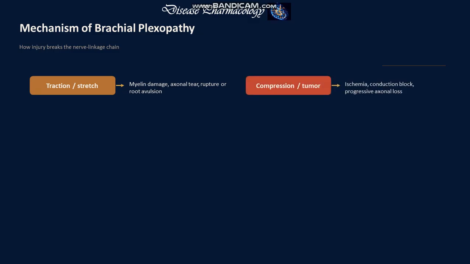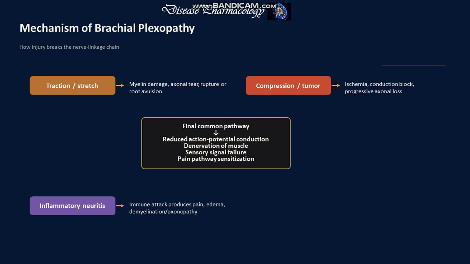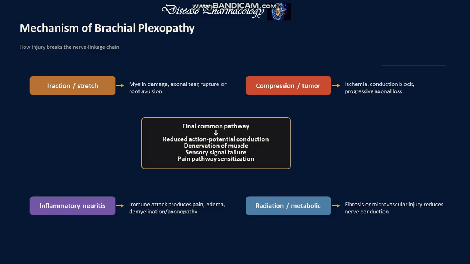Mechanism: traction or stretch that leads to myelin damage, axonal tears; compression, tumor, ischemia, conduction block. That is the final common pathway. Inflammation: immune attack produces pain, edema, demyelination. Radiation and metabolic causes produce fibrosis, microvascular injury, reduced nerve conduction.